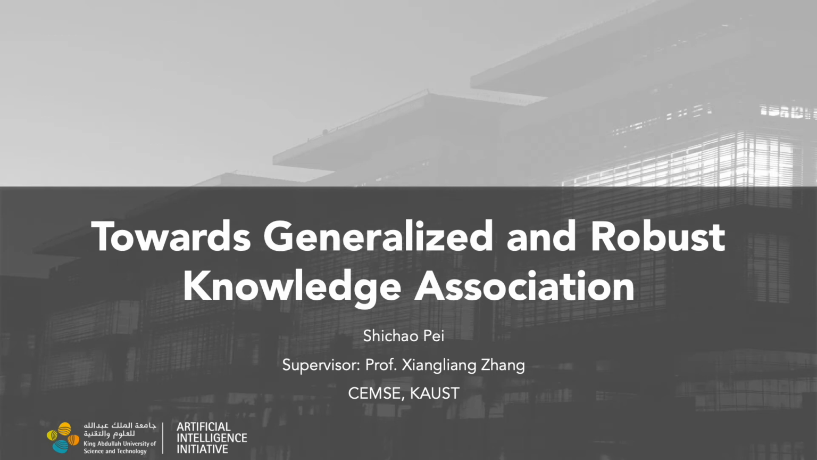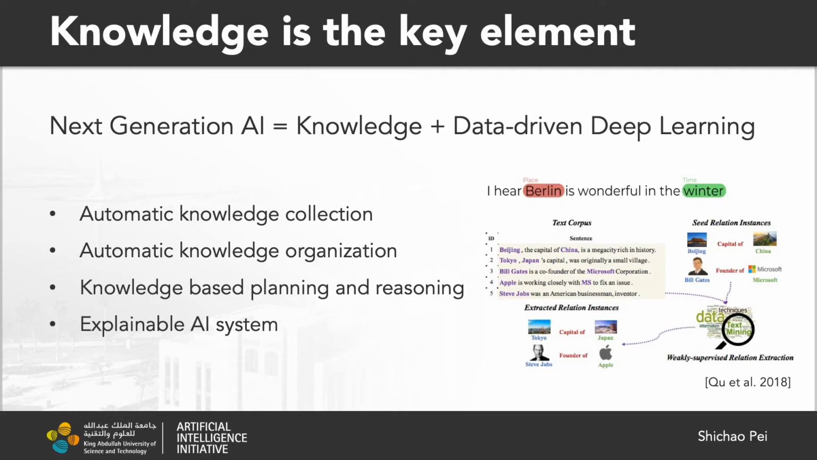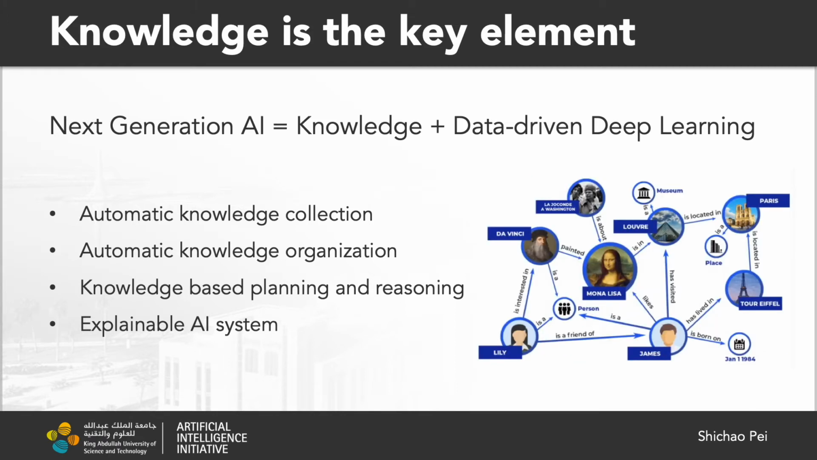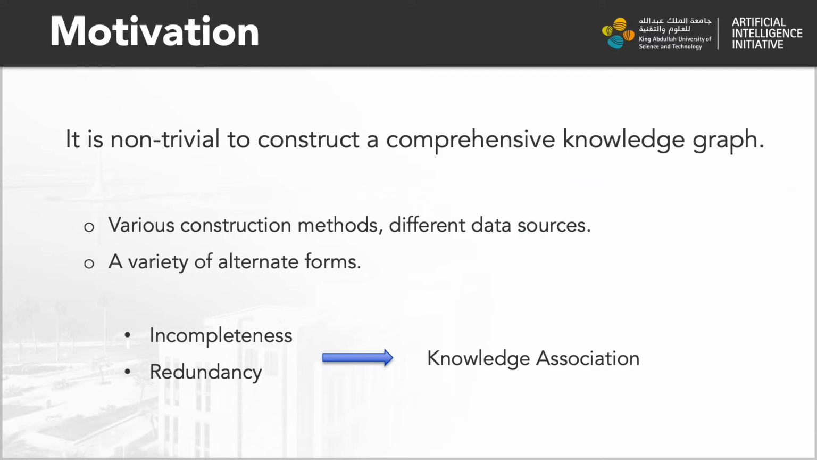In this spotlight session, I will briefly discuss my research project toward generalized and robust knowledge association. As we know, knowledge is very important for human beings, so how to utilize knowledge is a key problem for the next generation AI system. With automatic knowledge collection and knowledge organization, such as named entity recognition, relationship extraction, and knowledge graphs, the capability of planning and reasoning, and explainable AI systems, can be developed based on the collected knowledge.